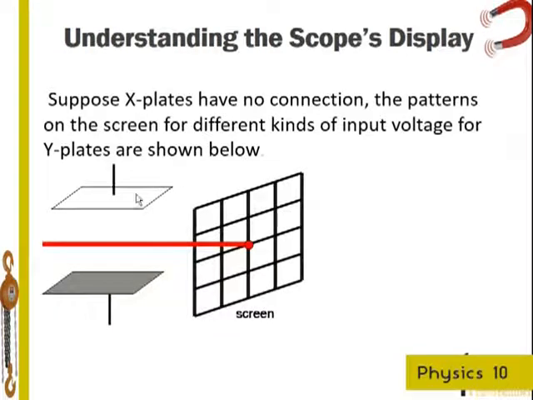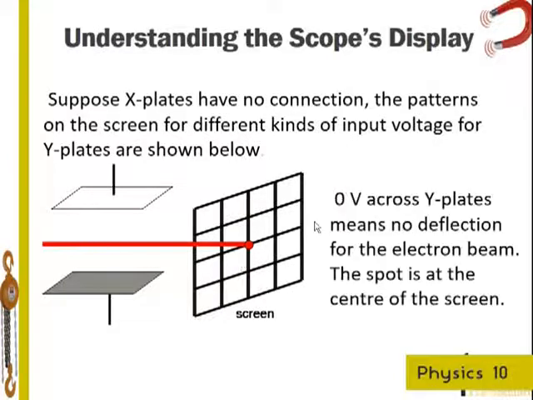Let's suppose that the X plates have no connection. In other words, there's no potential difference across those plates. Therefore, when there is a voltage across the Y plate, there's going to be a degree of difference in terms of the pattern on the screen. So, for example, in this case, there's 0 voltage across the Y plate. That means there's going to be no deflection for the electron beam. So the spot is going to be in the center of the screen.